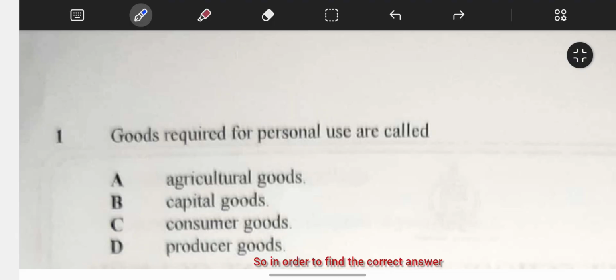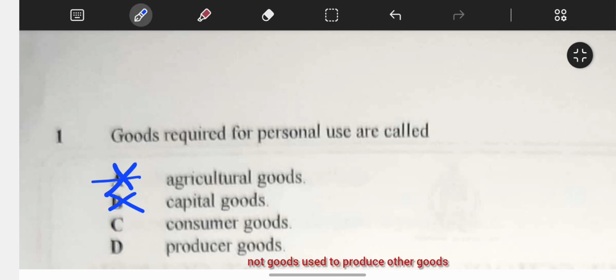In order to find the correct answer, we have to know all these types of goods. Starting off with agriculture goods, these are goods or raw materials produced from farming or agriculture. Take for example, seeds from crops. So agriculture goods are wrong because these are raw materials. Some of them may not be goods yet. Now we move on to capital goods. Capital goods are goods used to produce other goods. Take for example machinery. So capital goods are wrong. Why? Because the question wants goods required for personal use, not goods used to produce other goods.